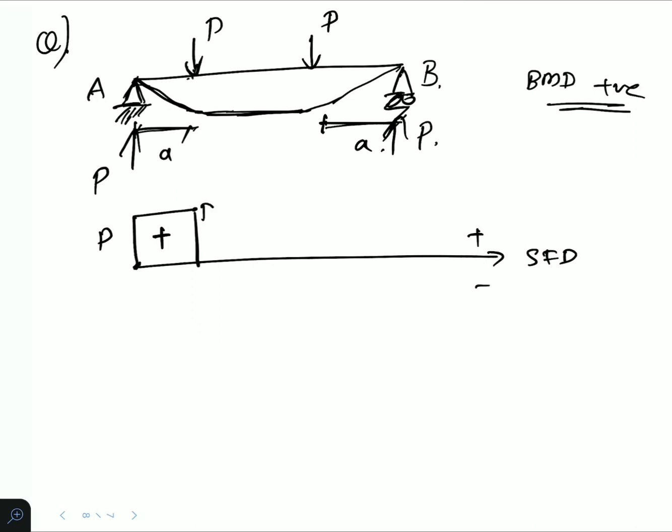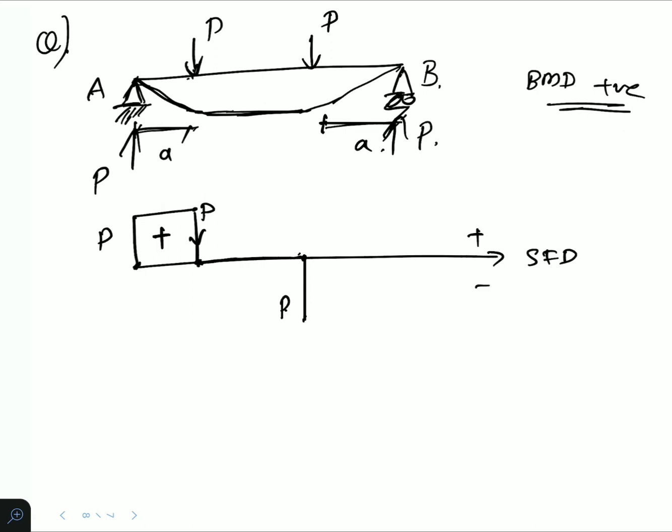So here it is P value. It pushes down, which means it brings the value to zero here. From here to here there is no load to increase or decrease it from zero, so it stays zero till it reaches here. At this point, the load P pushes it downside, so the value will be P.